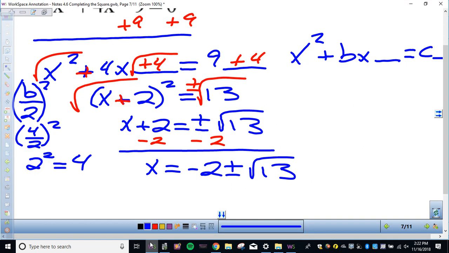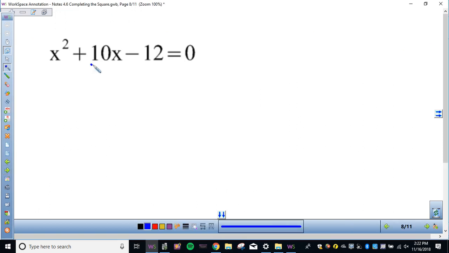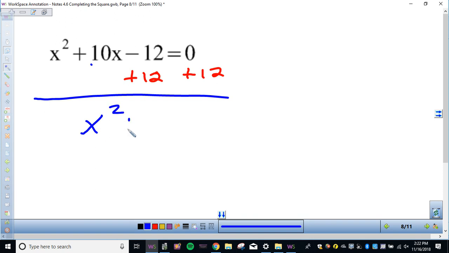Okay, so these ones are the easy completing the square because b is an even number. We're going to do one more with b as an even number, and then do one with an odd number, and it just introduces a whole slew of fractions into the fun. But this is the easy one still. So first thing we're going to do is what? Add 12 to the other side. So plus 12, and we get x squared plus 10x. Leave your blank space, equals 12.